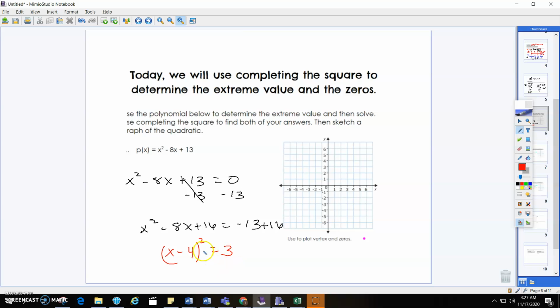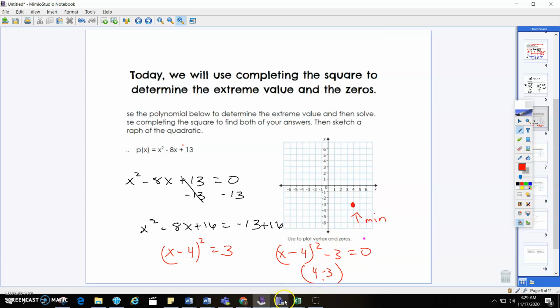So if I bring this to the other side, that is my extreme value. So watch what happens. I'm going to have x minus 4 squared minus 3 equals 0. Alright, so what I'm going to do now is change the sign of this first one and make it positive. And then I'm going to make this negative because this is h and k. So this is going to be over 4, down 3. Okay, so this is going to be my extreme value. This is going to be my minimum. It's going to be my min.